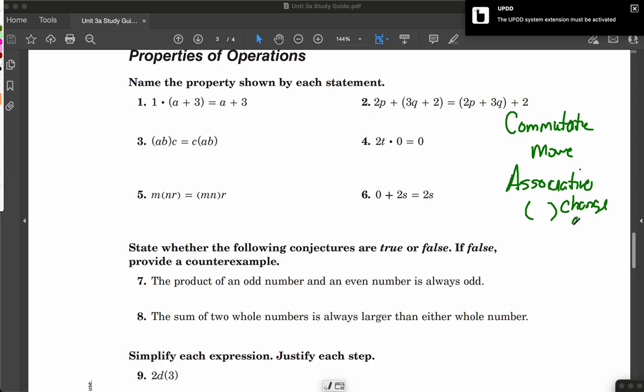Now, we talk about groups because it could be brackets, it could be braces, it could be absolute values, it could be anything. Well, it really can't be absolute values. That's the one exception to that. And those parentheses. Then we have the identity property.